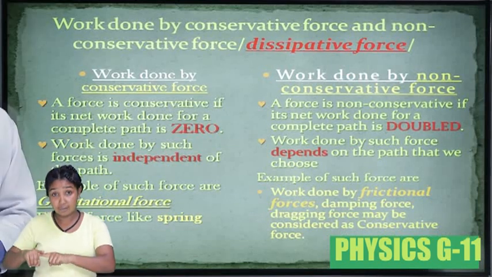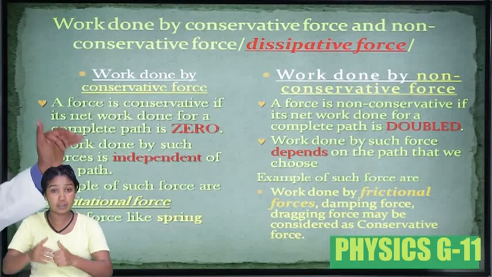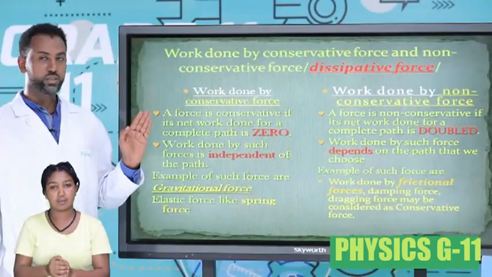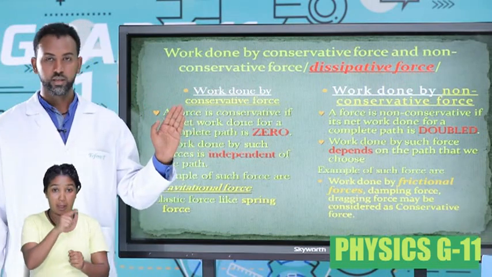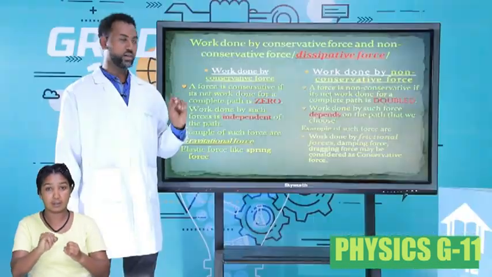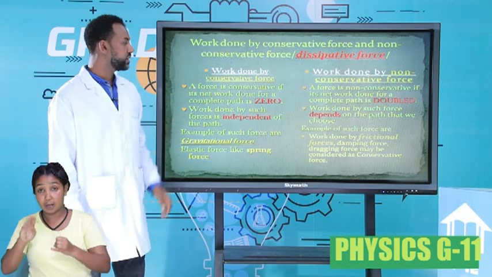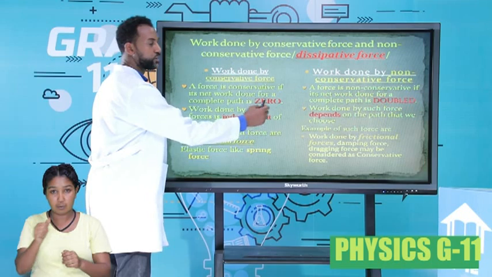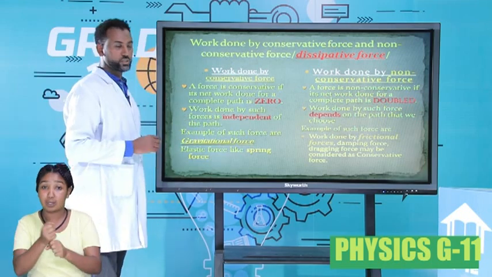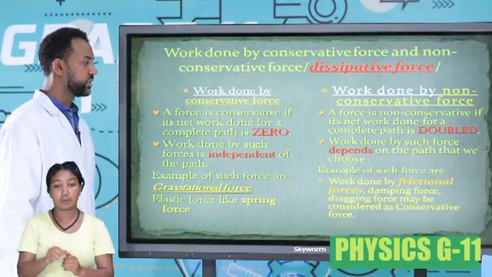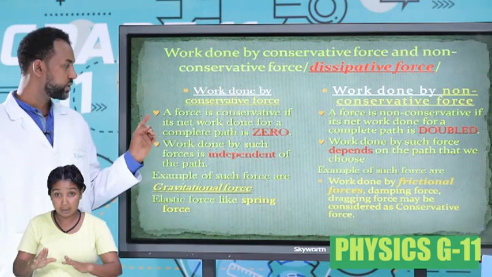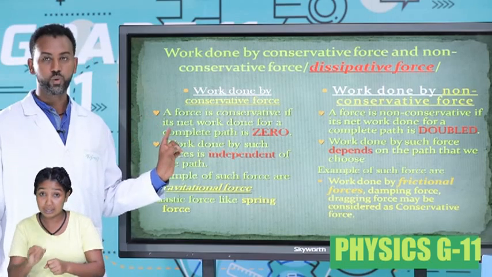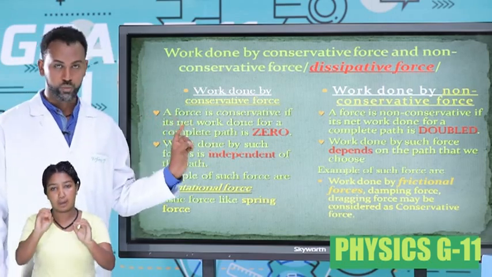Conservative forces are types of force in which the net work done is zero for a complete path. For example, if you take points A and B, the initial point A and the final point B, when work is performed from A to B and again from B to A, the net work done becomes zero. For such a case, it's known as work done by a conservative force. So the force is conservative if the net work done by such force is zero for a complete path.